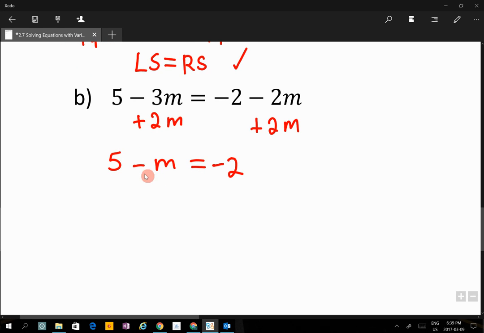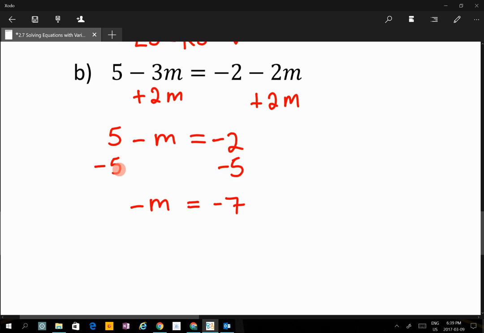Simplify. I have to isolate the variable. So I have to remove the 5. So if I remove the 5, I'm going to subtract 5. Balance it by subtracting 5 on the other side. So 5 take away 5 is 0. All I have is negative m equals negative 2 take away 5 is negative 7. So negative m equals negative 7.